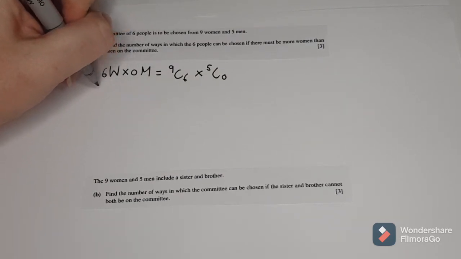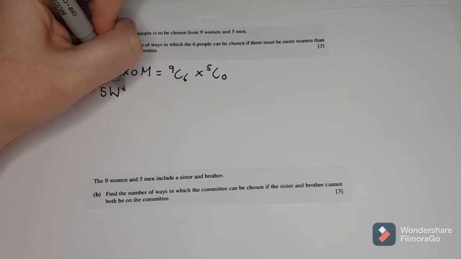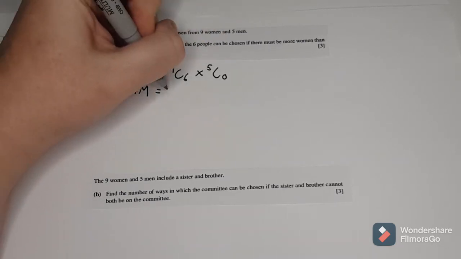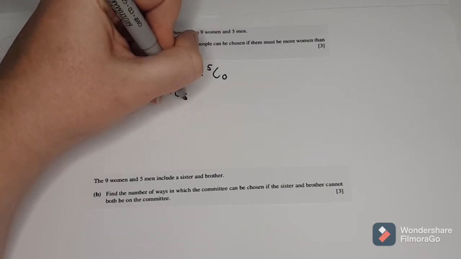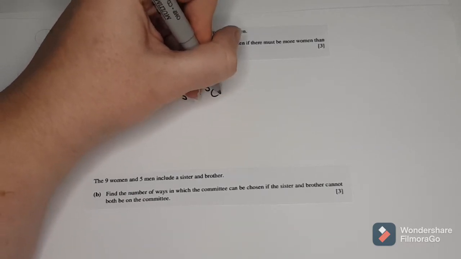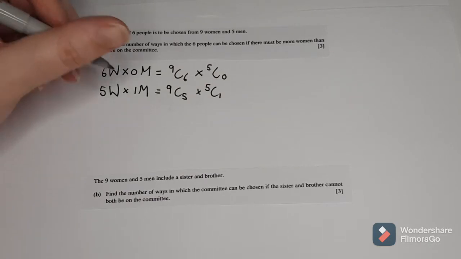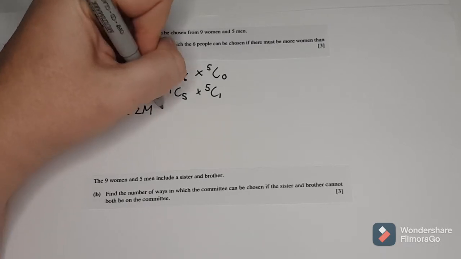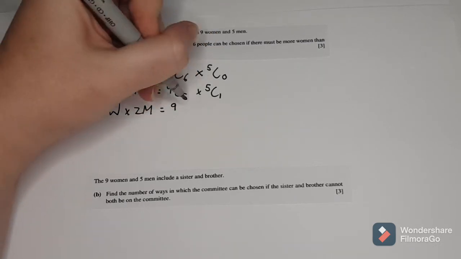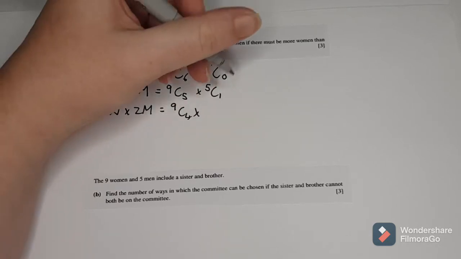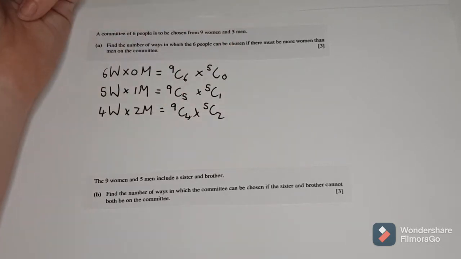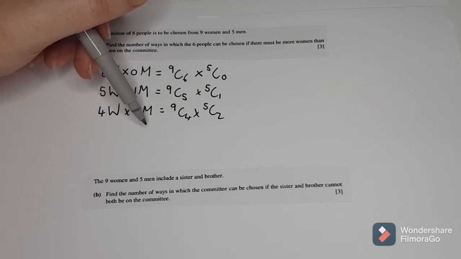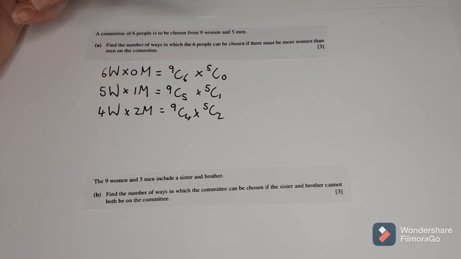I could have 5 women and 1 man to make up my 6 people. So out of my 9 women, I could choose 5, and out of my 5 men, I could choose 1. Or I could have 4 women and 2 men. So out of the 9 women, I choose 4, and out of the 5 men, I choose 2. If I have 3 women, that means I have to have 3 men, and therefore, I no longer have more women than men anymore.